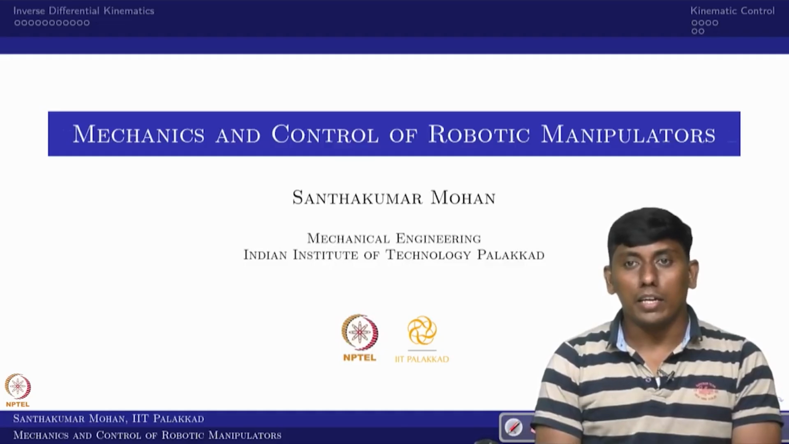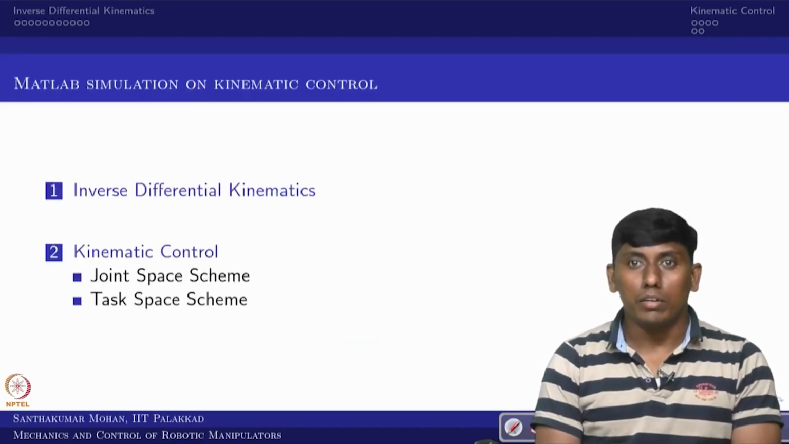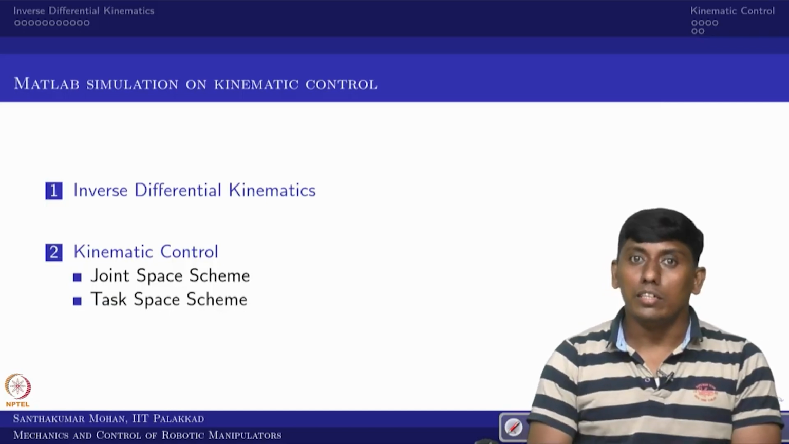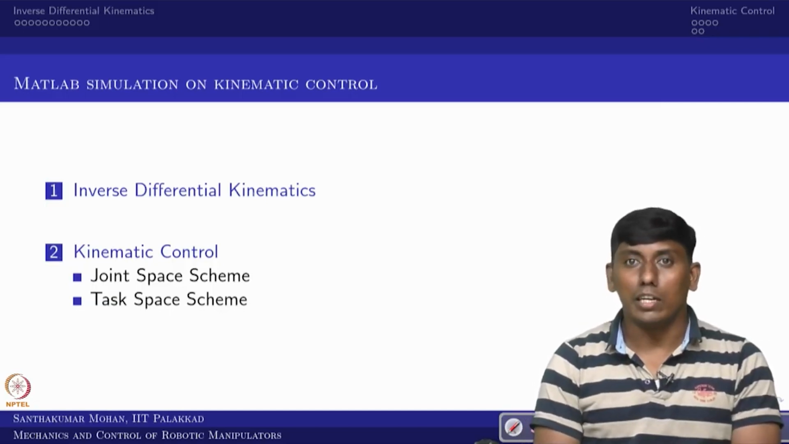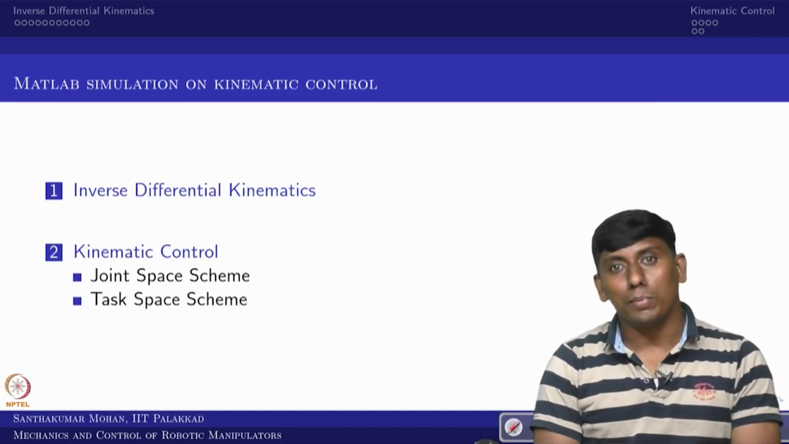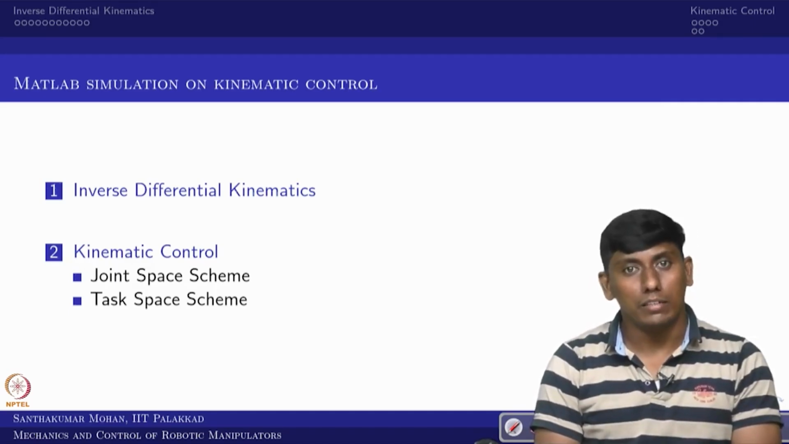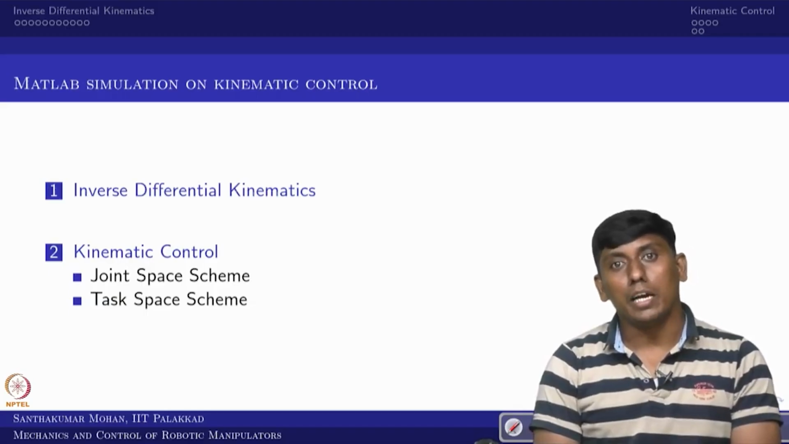So in this class, we are trying to see the kinematic control, including inverse differential kinematics, in a Matlab simulated form. Whatever equations we have derived, we are trying to implement. You can see the inverse differential kinematics in both joint space and task space, and how one complements the other. Finally we will end up with a kinematic control.